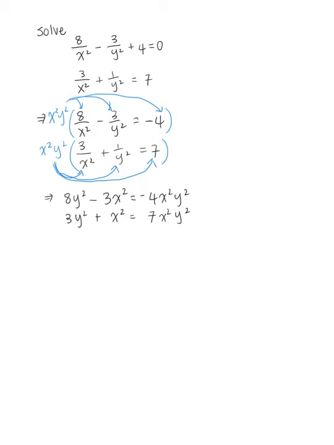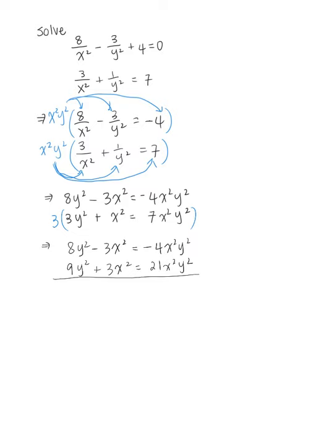Okay, so oh look, now I think if I multiply the bottom equation by 3, here you're going to have a positive 3 and here you're going to have a negative 3, so we can cancel the x squares out. I think that's a brilliant idea, so let's do that. I'm going to multiply this by 3. So now what do we get? We get 8y squared minus 3x squared equals negative 4x squared y squared. And then here you're going to have 9y squared plus 3x squared equals 21x squared y squared.